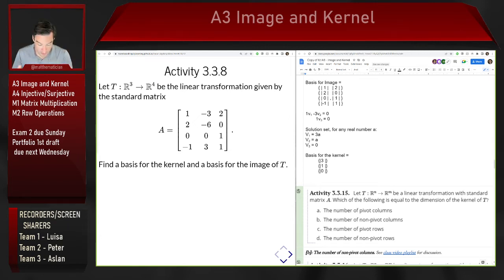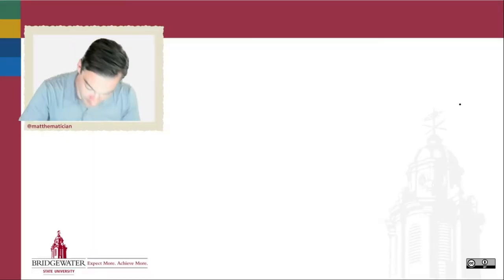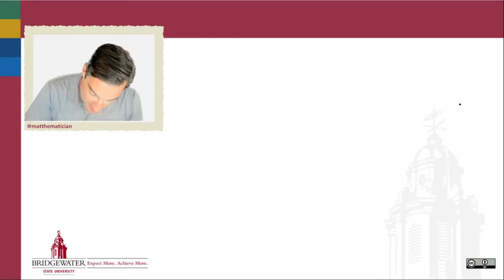So how do the image and the kernel fit into the picture of a linear transformation and what a linear transformation is doing? I'm going to try and write up a sketch here that does some justice to the idea. If I have a linear transformation like the one that we just looked at, it was from three-dimensional space into four-dimensional space.